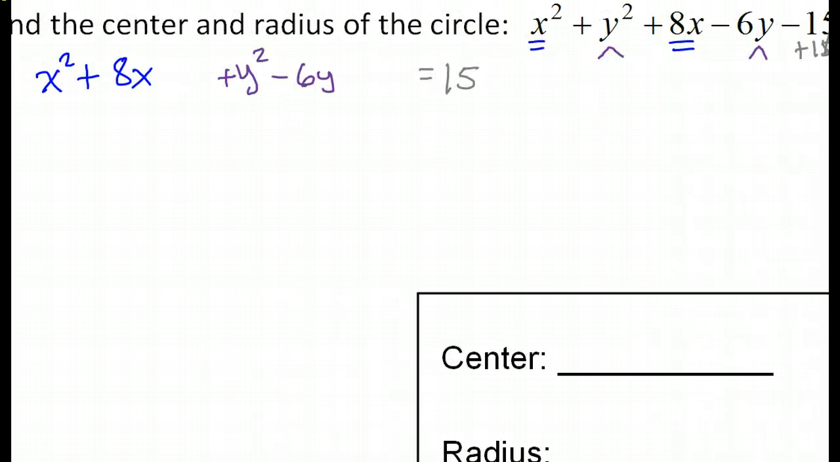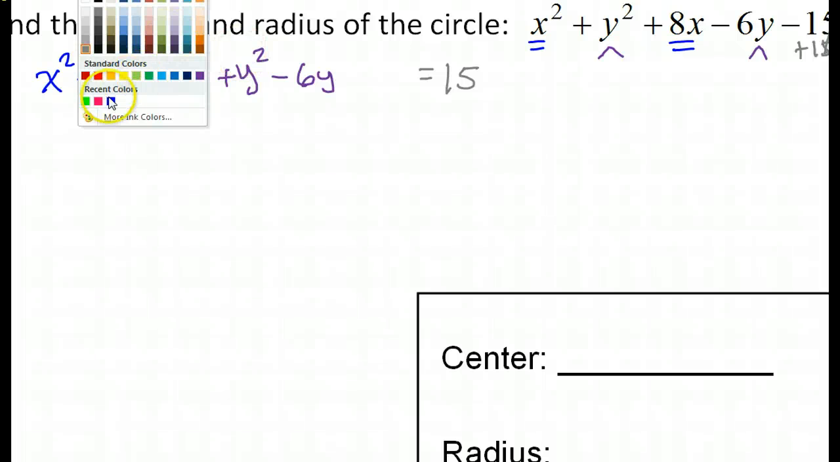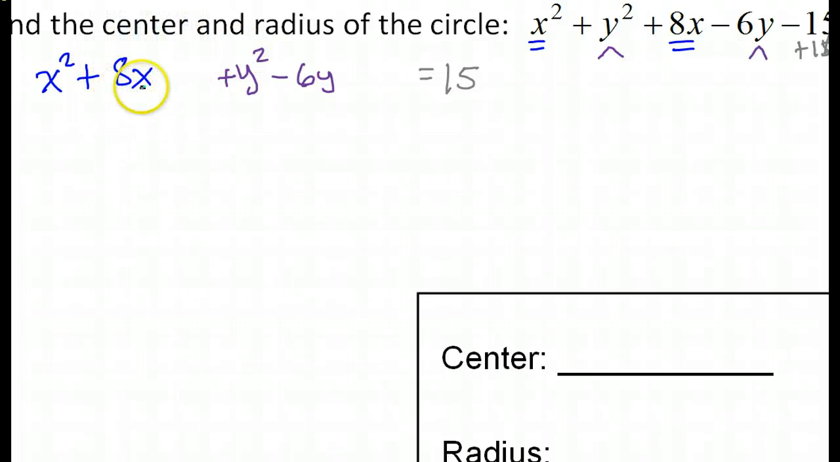Okay, now it is time to complete the square. Half the middle squared is what we do. So half of this is 4. Square it, you get 16. You must immediately add it to both sides of the equation. Don't forget that. That used to be a classic mistake. Half of this is 3. Square it, you get 9. Again, added to both sides.